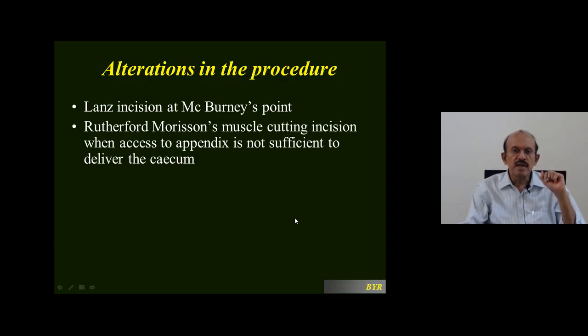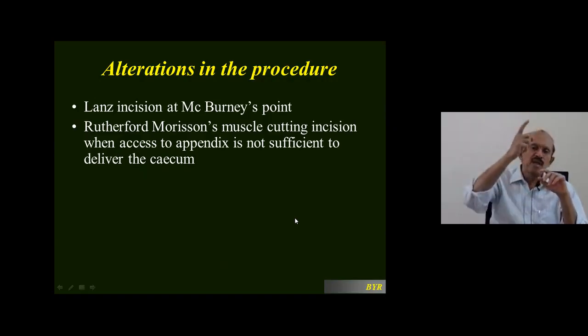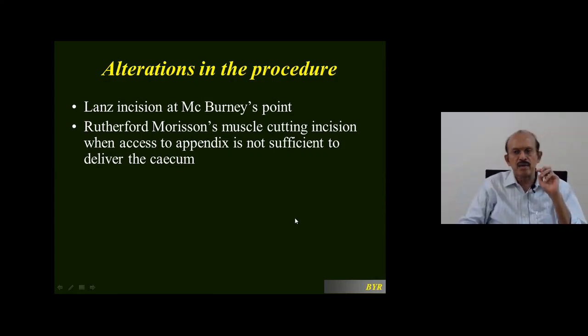Sometimes there will be difficulty in accessing the appendix. The space will not be adequate for you because a long retrocecal appendix may be there. The appendix may be going up almost to the liver. Then the space is not adequate through a McBurney's incision. Then what you can do is cut the muscles. So that is called the Rutherford Morison's muscle cutting incision.